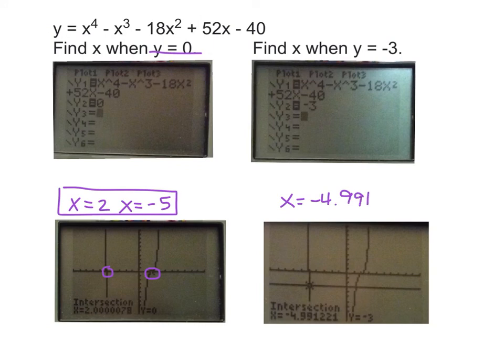So here we've got x equals -4.991, and we need to find the other solution as well. And if you go ahead and jump over to the other solution, when y equals -3, it is x equals 1.216. So 1 and 216 thousandths.